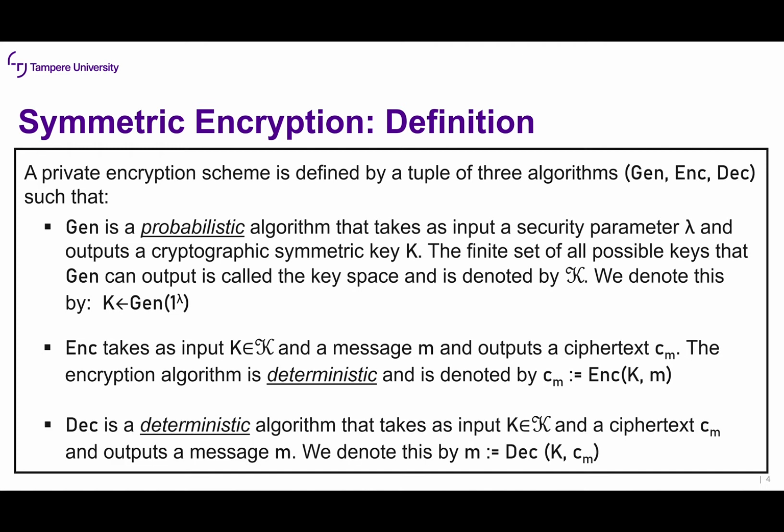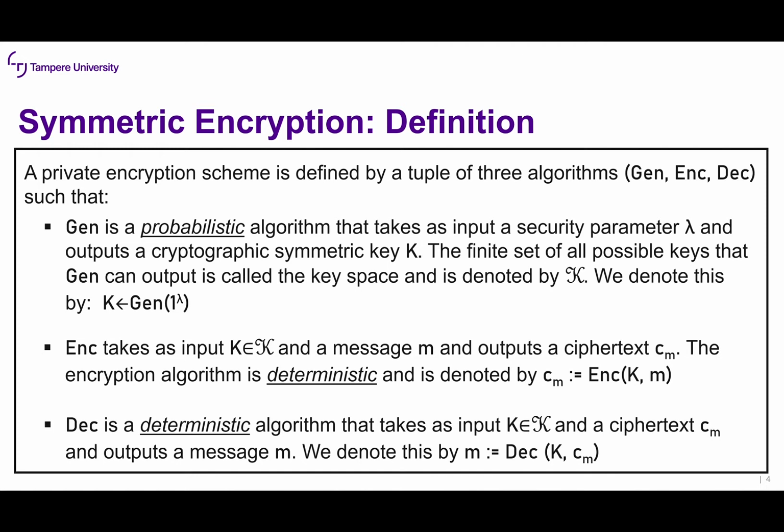Finally, we've got the decryption algorithm, which is again a deterministic algorithm that takes as input the same key that was used for encryption and the ciphertext that was generated in the previous step, C of M, and outputs the message M. We denote this by M equals the decryption of C of M with the key K. A deterministic algorithm means that every time we run it with the same K and the same ciphertext, the output will always be the same.